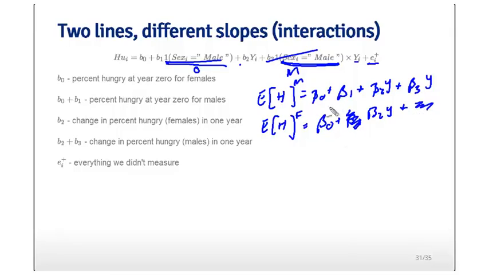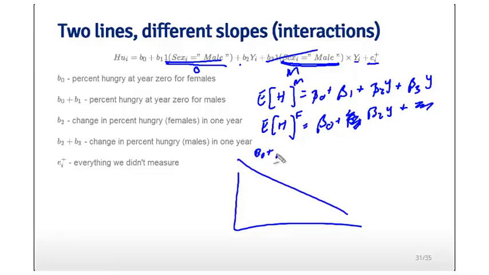This is saying there's a line for males, and they have an intercept that is beta naught plus beta 1. There's our intercept. It has a slope, and notice we could just pull this out, and this is beta 2 plus beta 3 times y, these two terms right here. So it's saying that the slope is beta 2 plus beta 3. I said beta 2 times 3. Beta 2 plus beta 3 is the slope.